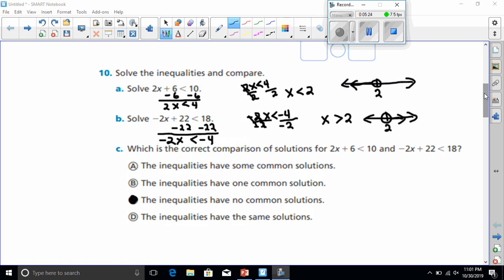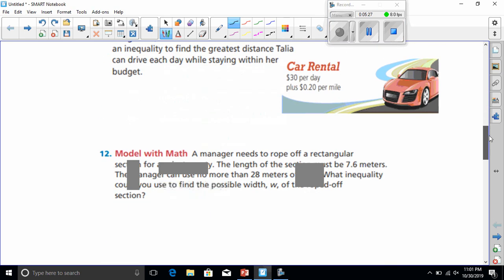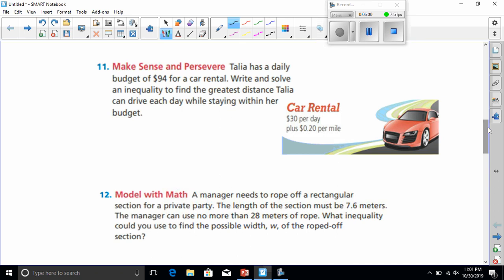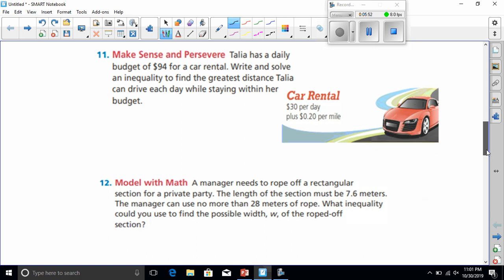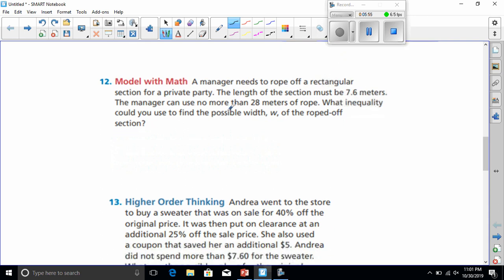All right, let's move on down to the next even one, which will be number 12. On number 12, it says, a manager needs to rope off a rectangular section for a private party. The length of the section must be 7.6 meters. The manager can use no more than 28 meters of rope. What inequality could you use to find the possible width of the roped off section? Well, they said it's going to be a rectangle, and they're talking about the length, that's usually the long side. And they said that's 7.6.